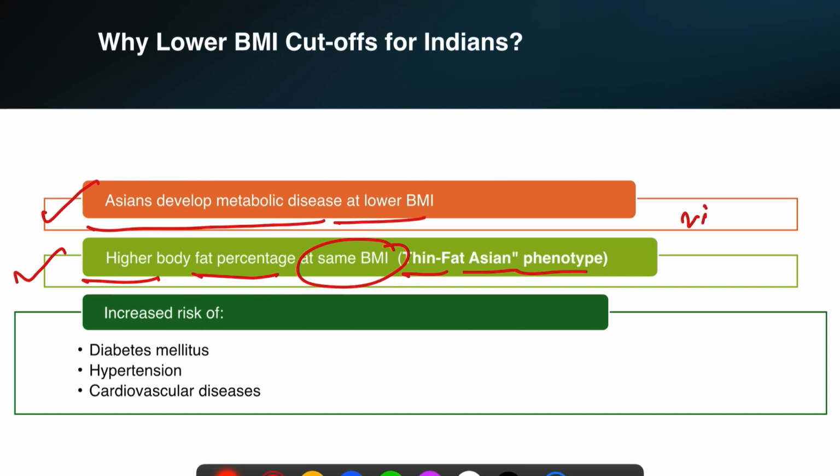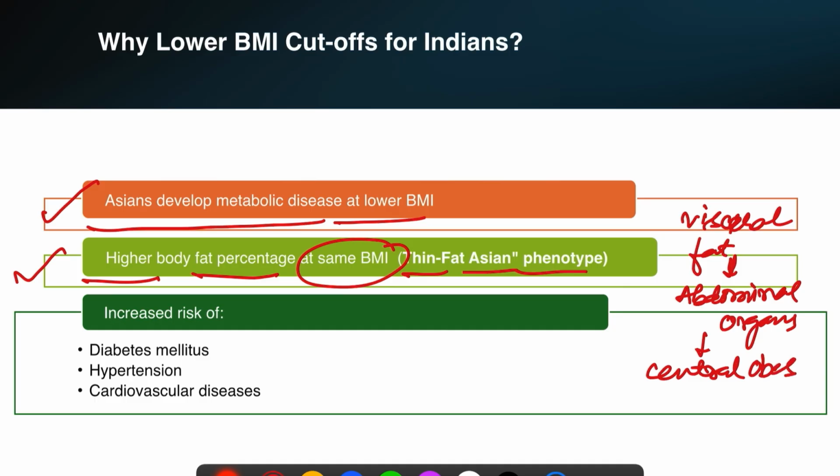It happens because of the accumulation of visceral fat around abdominal organs, and that also leads to central obesity. Therefore, they have an increased risk of diabetes mellitus, hypertension and cardiovascular disease.